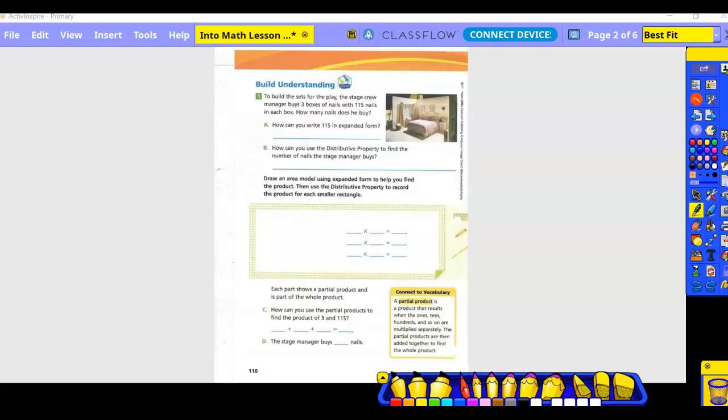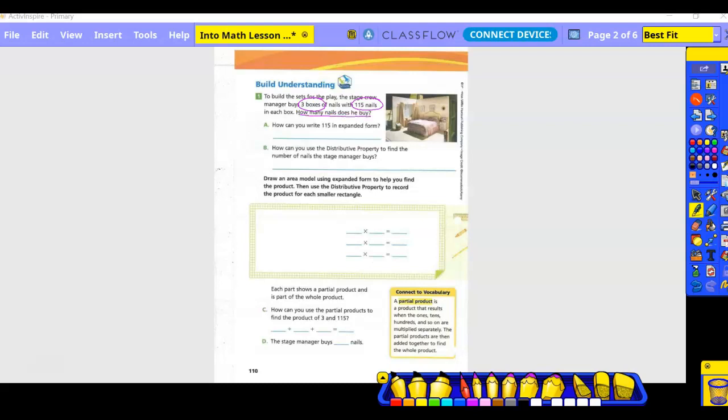Build understanding number 1. To build the sets for the play, the stage crew manager buys 3 boxes of nails with 115 nails in each box. How many nails does he buy? Okay, so we're going to pull out our information, the 115 nails in 3 boxes. And then how many nails does he buy?